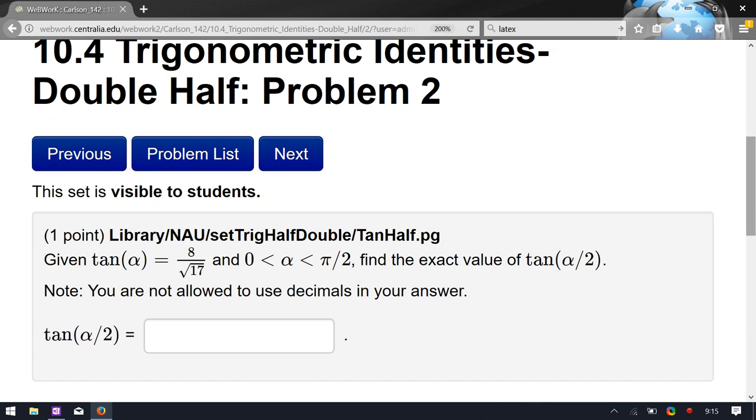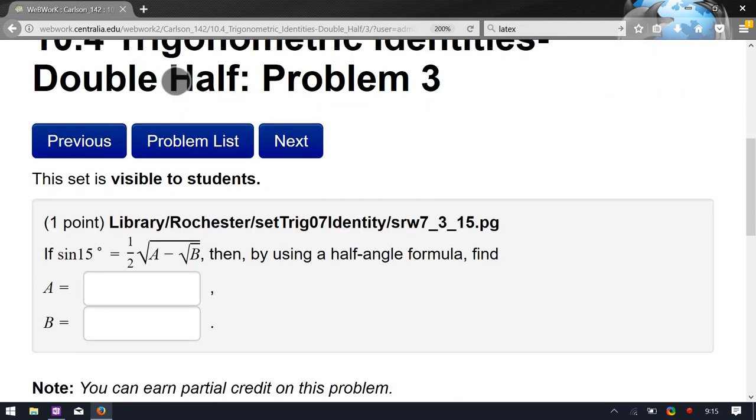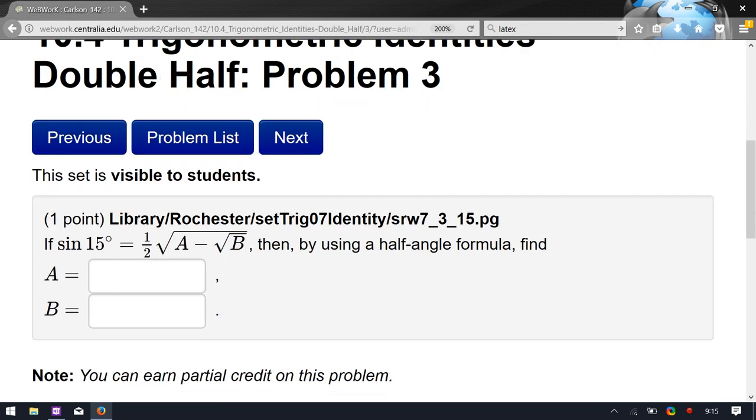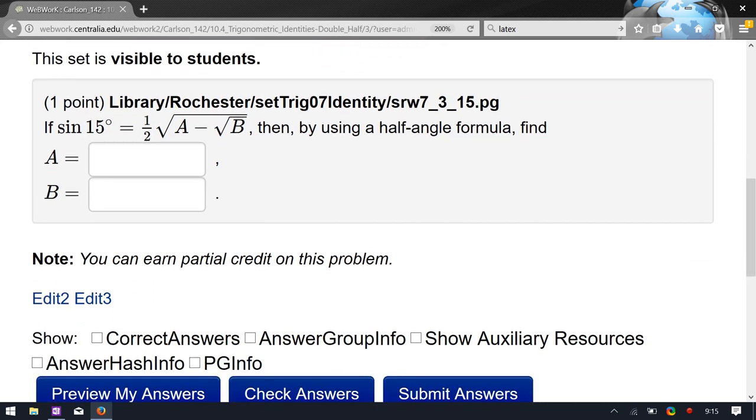So this one is another half angle. So this one is a little bit more tricky right here. So I'll set this one up. So first thing, sine 15 degrees. We don't know about 15 degrees, but we know about 30 degrees. So we know what sine 30 degrees is and cosine 30 degrees.